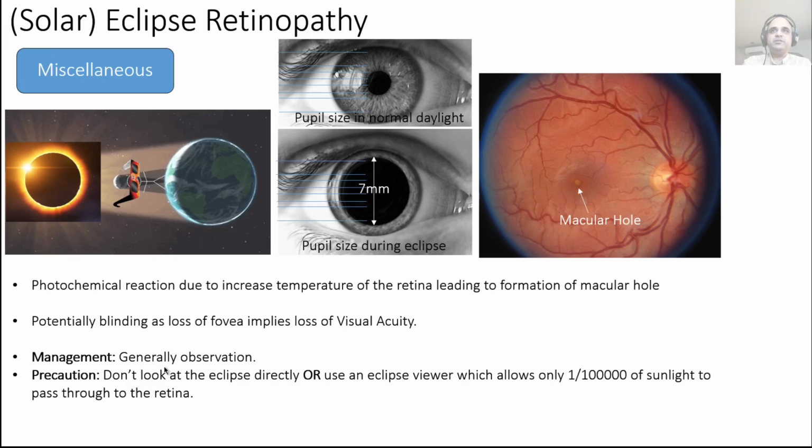And the management is generally observation. So the precaution here is, don't look at the eclipse directly, or use one of those eclipse viewers, as I've already said, which reduces the amount of sunlight passing through to the retina by a factor of 100,000.